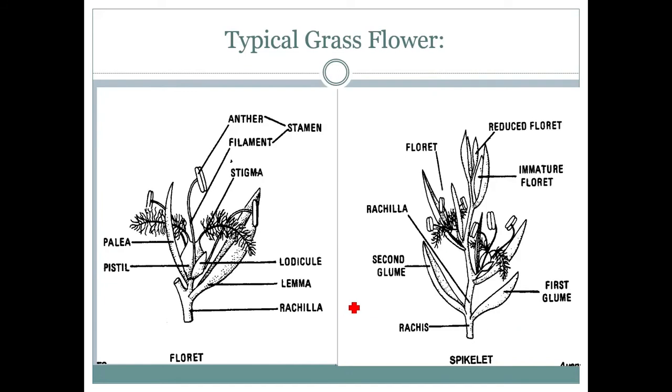A typical grass flower looks quite a bit different. And what we see here, we have two different diagrams. On the left we have a floret, and on the right we have a spikelet. A floret is actually a subunit of the spikelet. As you see here, this part of the structure is the floret. The floret is shown in more detail here.